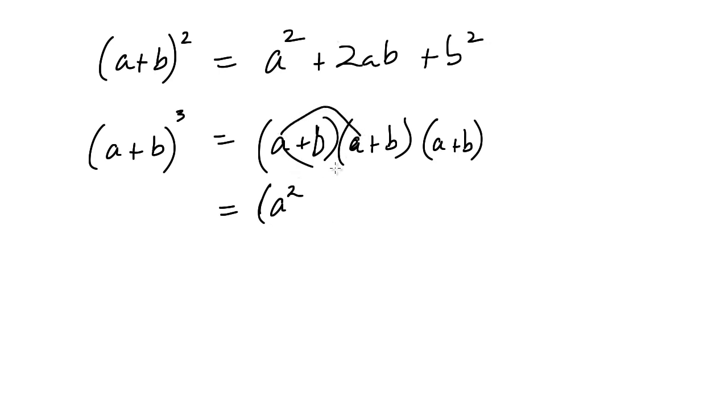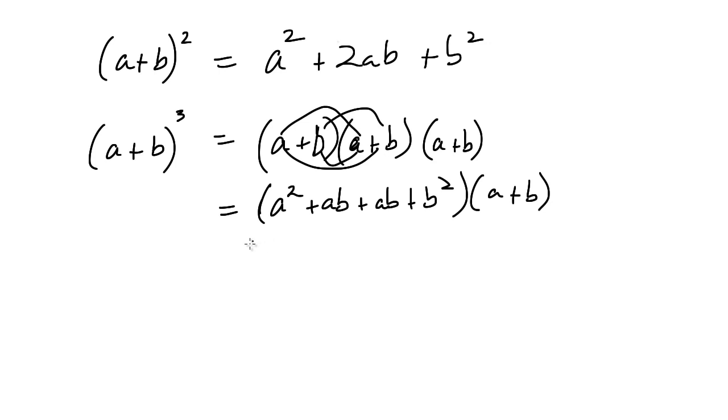and then I'd end up with a times by b plus a times by b, and then I'd end up with another a times by b, and then I'd end up with b squared in a set of brackets multiplied by a times b. And if I collected the like terms here, I'd end up with a squared plus 2ab plus b squared, as well as still multiplied by a plus b.